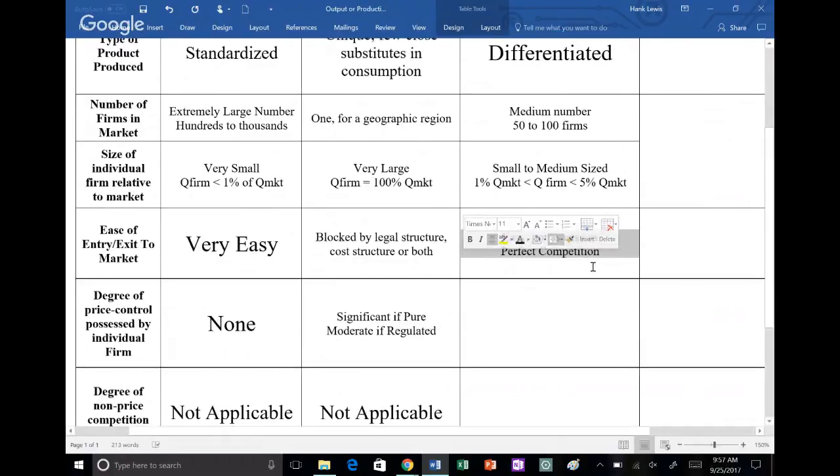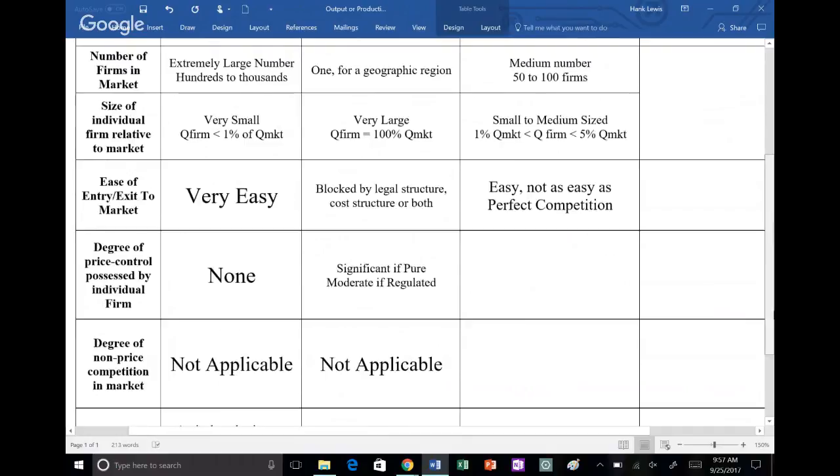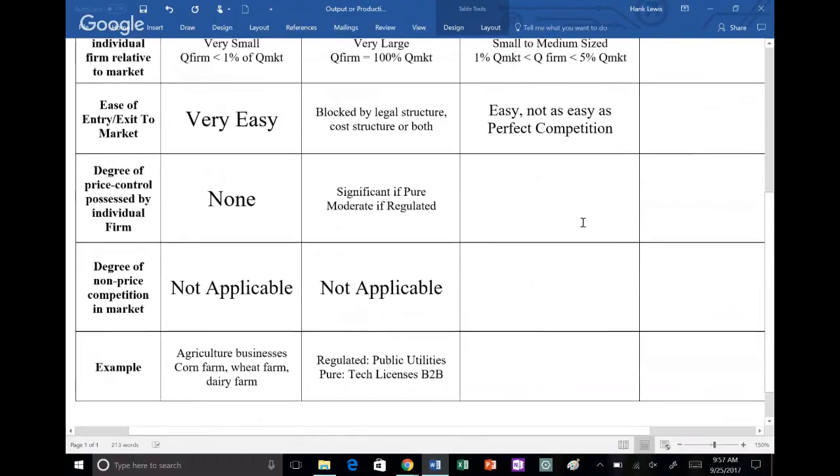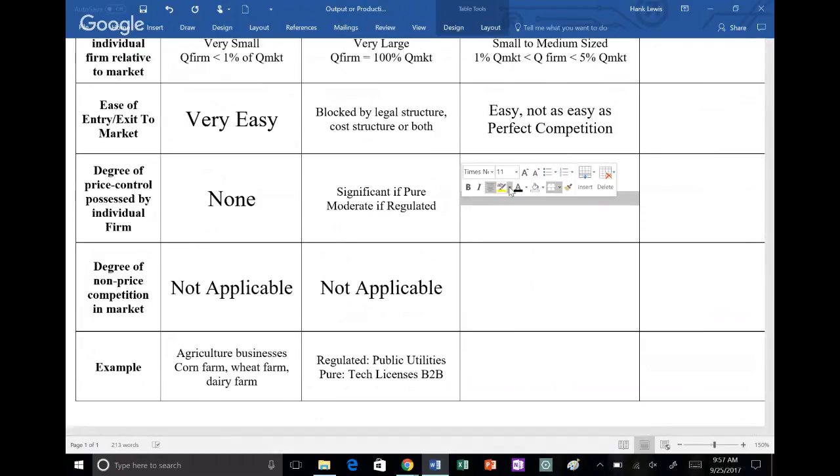Entry and exit to the structure is easy, but not as easy as perfect competition. There are higher costs to start up. There are higher operating costs. You have to be larger to have more economies of scale, and exiting the market could run into some other issues there. Now, the degree of price control possessed by the individual firm is said to be moderate.